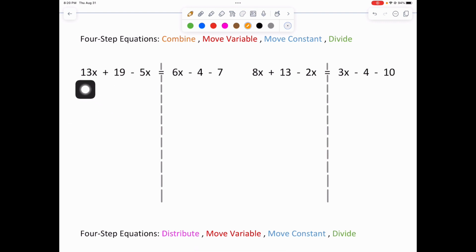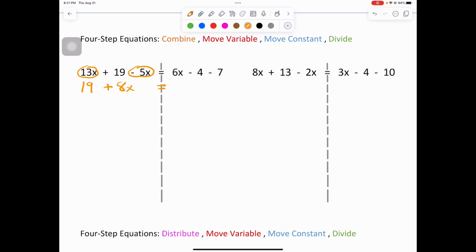Let's take a look at the left side. 13x plus 19 minus 5x. You called it. There are 2 terms that are similar, that are like terms, because they share the same variable x here, 13x and negative 5x. I will circle those 2. All right, this 19, I'm just going to go ahead and write it down. In your calculator, if you do 13 minus 5, you get 8. So do plus 8. Don't forget to bring down your x.